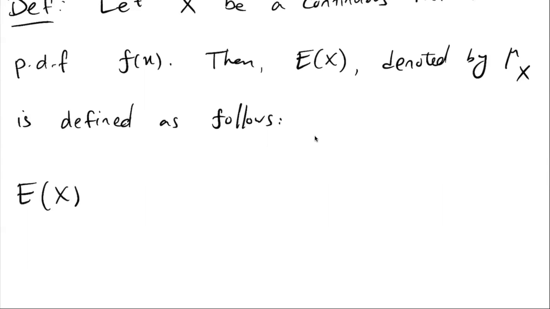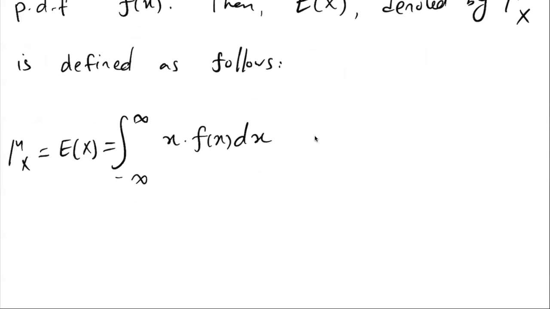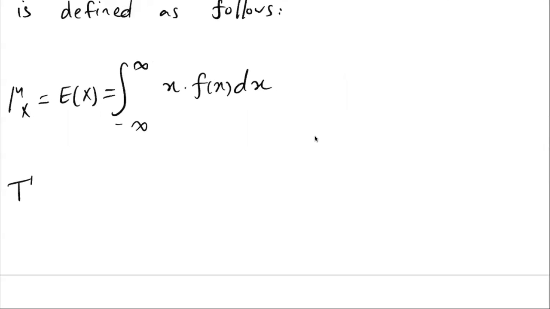Expected value of X equals the integral from minus infinity to infinity of x f of X dx, which is also denoted by mu sub X, as we said. So mu sub X equals expected value of X equals this integral. Now, similar to the discrete case, this is for the expected value of X.